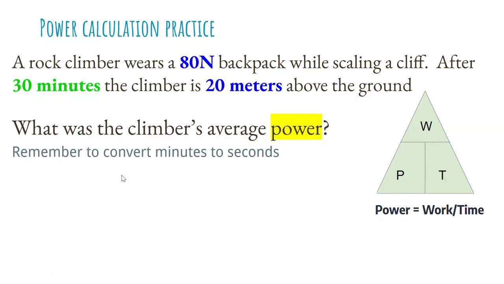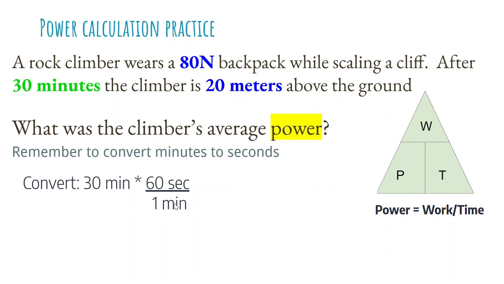So again, I'm going to do it one more time. We're going to do work is force times distance. And once we figure out work, then we're going to divide by time. If you'll remember, though, we always have to have our time in seconds when we are calculating power. So in order to convert our 30-minute time, we're going to multiply it by 60 seconds over 1 minute.